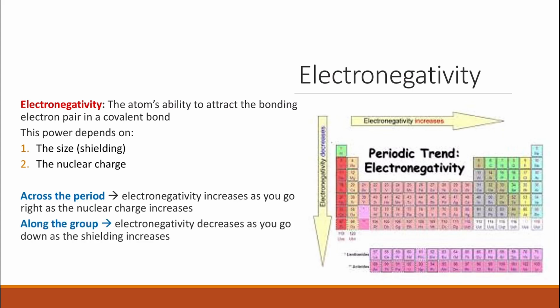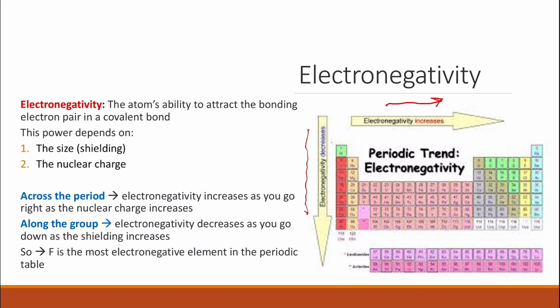And along the group, electronegativity will decrease as you go down. This is because of the increase in shielding. So across group 7, for example, fluorine will have higher electronegativity than chlorine, which will have higher electronegativity than bromine, and so on. So when electronegativity increases across the period and decreases down the group, that means that fluorine will be the most electronegative element in the periodic table.